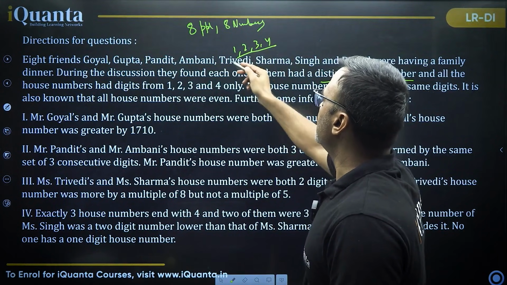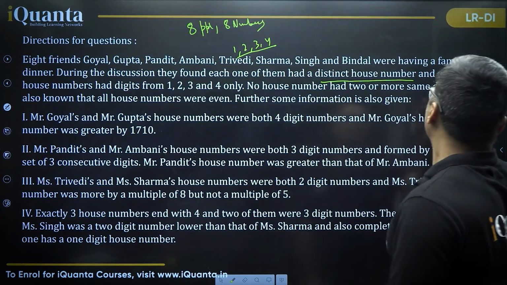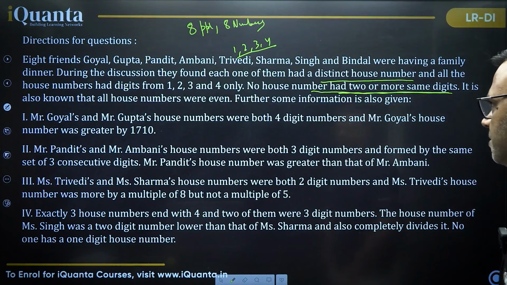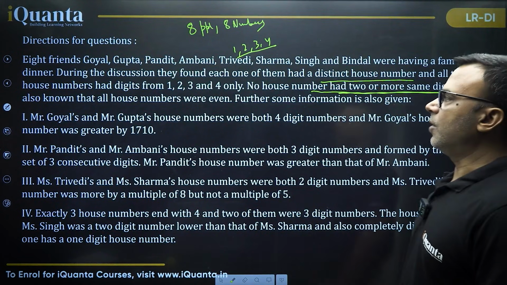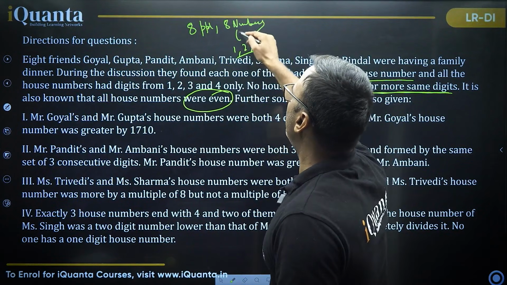So it can be a 4-digit number, 3-digit number, 2-digit number, 1-digit number. Repetition is not allowed. Okay, no house number has 2 or more same digits. It is also known that all house numbers were even. Wow. So 8 numbers, all even.